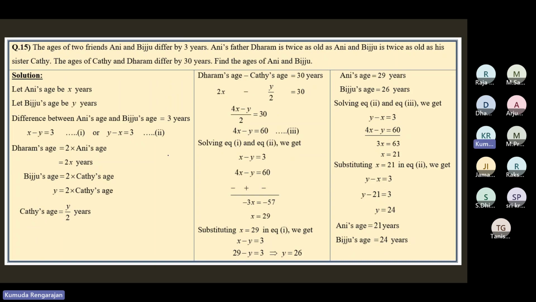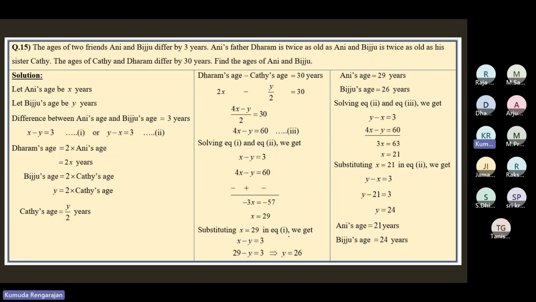Now, supposing you work and you get Dharam's age as, like, 10. That's not practical, so you should ignore that. If you get an impractical answer, that should be ignored. So age cannot be negative, age cannot be 0, but it can be fractions or decimal values. You can get 10.3, 11.3, you can get all that. So you can accept all the values of x and y.